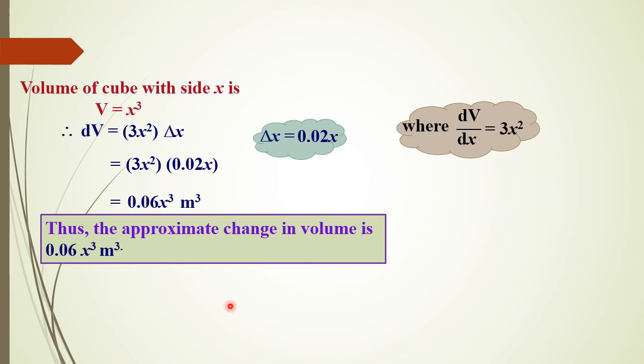Next, after differentiating this term, you will get this much. The value of delta x we know very well. Substitute it here and simplify: 0.06 x raised to 3 and m raised to 3. This is the approximate change in the volume of a cube.